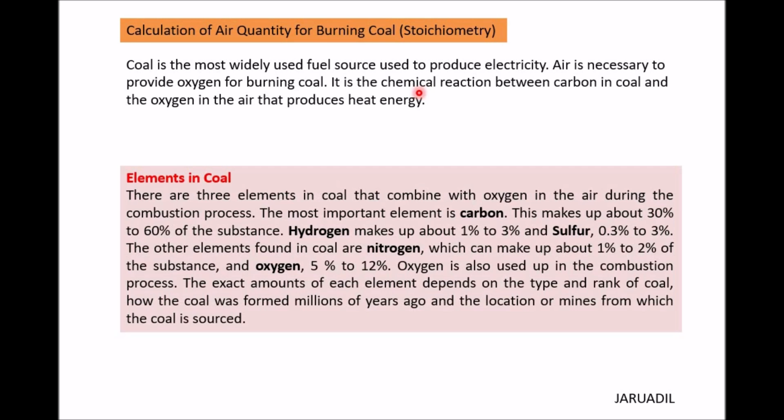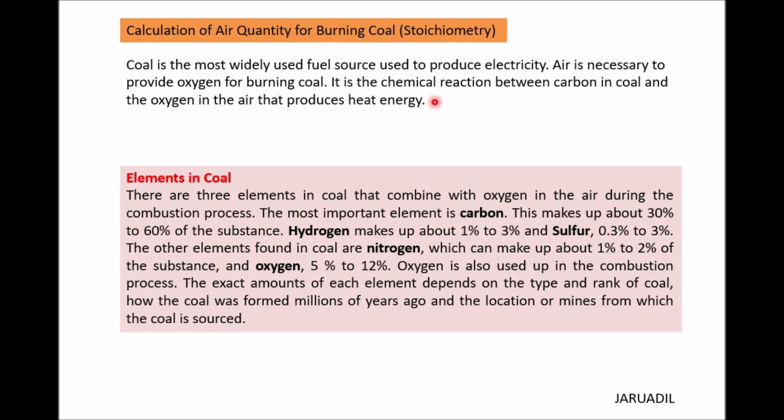So let us go to our lecture proper. The calculation of air quantity for burning coal. This is what we call stoichiometry. Coal is the most widely used fuel source used to produce electricity. Air is necessary to provide oxygen for burning coal. It is the chemical reaction between carbon in coal and the oxygen in the air that produces much heat energy.